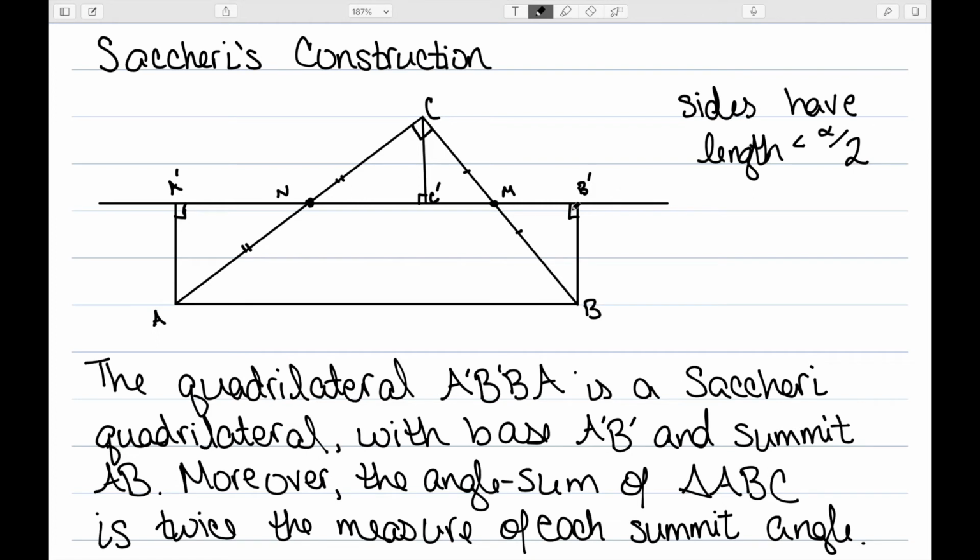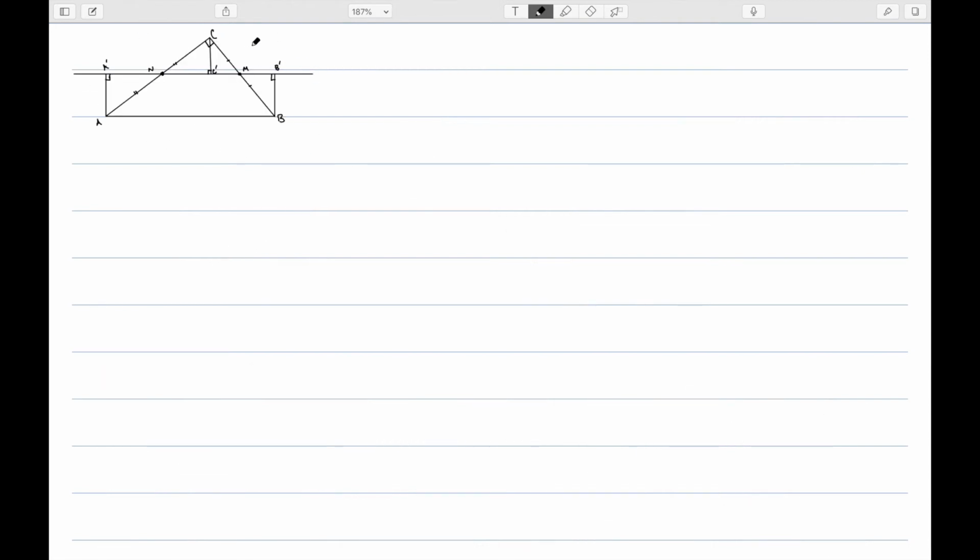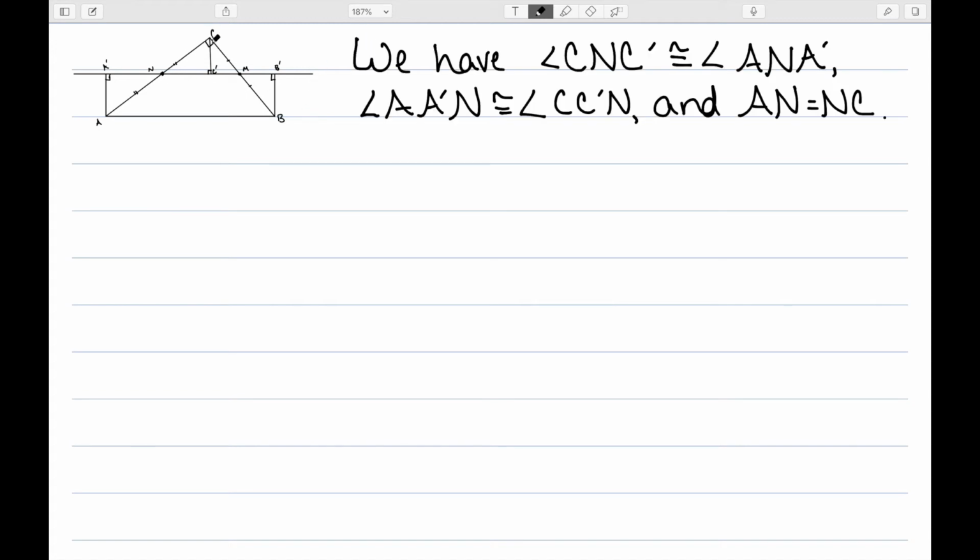For a Saccheri quadrilateral, we need right angles, which we do have, and then we need the sides to be the same or the angles to be the same to prove that this is a Saccheri quadrilateral. In order to prove this, I went ahead and moved a smaller version of my picture down here so that we can reference it. We have that angle CNC prime is congruent to ANA prime by vertical angles. We also know that A prime N is congruent to C prime N since they're both right angles. And in addition, AN is congruent to NC by the way we constructed this point N.